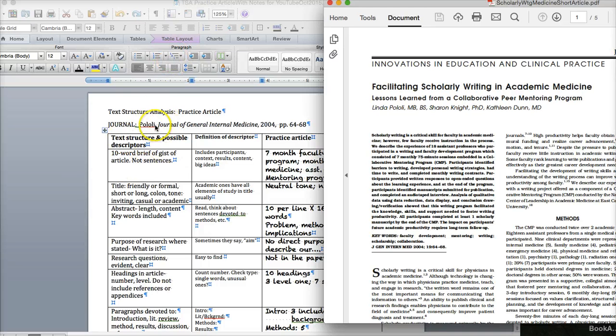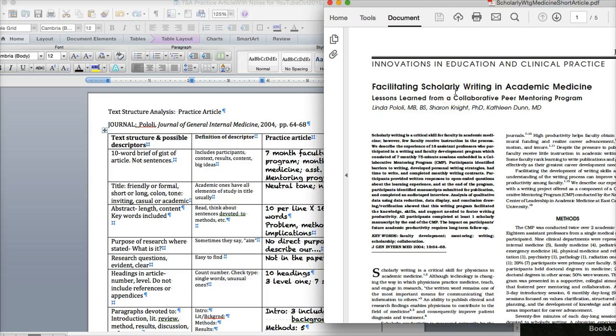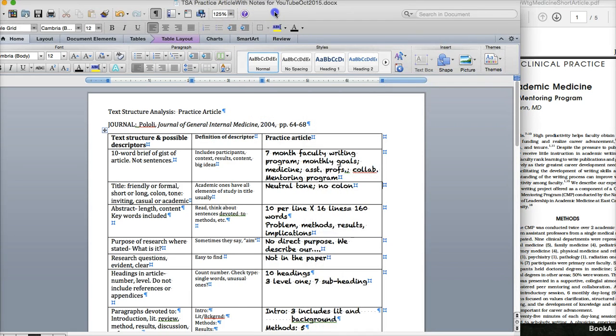So what I've done is I have opened here a short article. This is too old, actually. It's 2004. I really suggest you use very recent ones, but the main reason I'm using this one is because it's short and it therefore is an easy one to demonstrate the use of a TSA, what I call a TSA, text structure analysis. This is a practice article, so I'm going to go back and forth between the article here and the TSA here, which I've filled in mostly, but I will use the article to demonstrate how to fill in the TSA.